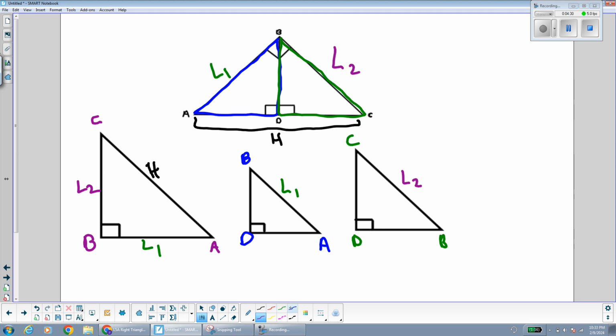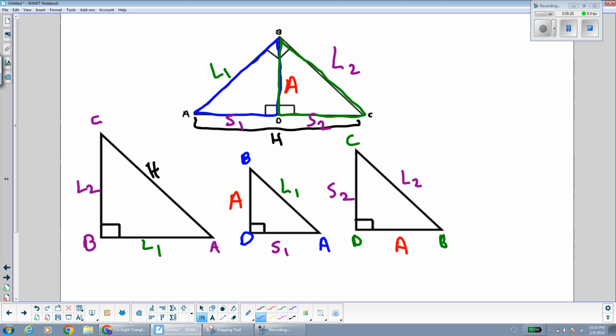We're going to label the altitude drawn to the hypotenuse of the big right triangle as A for altitude. So I'm going to call BD A for altitude. There we go. And finally, notice how the altitude splits the hypotenuse into two segments, AD and DC, two different parts. So we're going to call AD segment 1 of the hypotenuse, and we're going to call DC segment 2 of the hypotenuse. So AD is going to be segment 1, and DC is going to be segment 2. And now everything is all labeled.